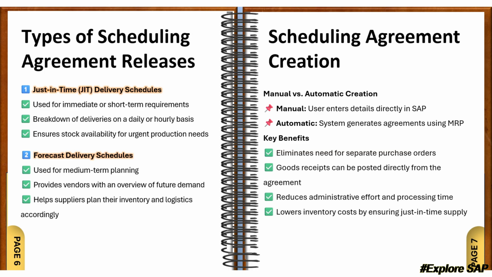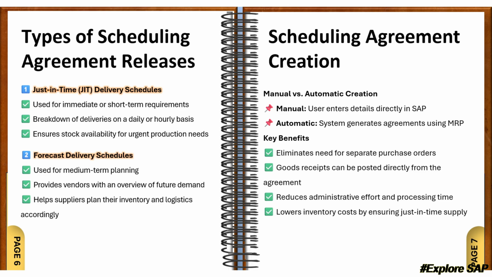First, we have just-in-time or JIT delivery schedules. These are used for immediate or short-term requirements. They break down deliveries into daily or even hourly shipments, ensuring that stock is available exactly when needed. This approach is particularly useful in industries with continuous production, where any delay could impact operations.